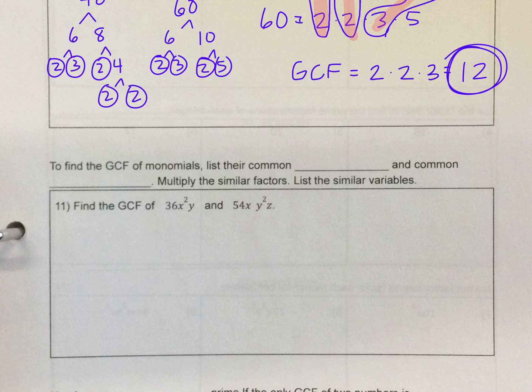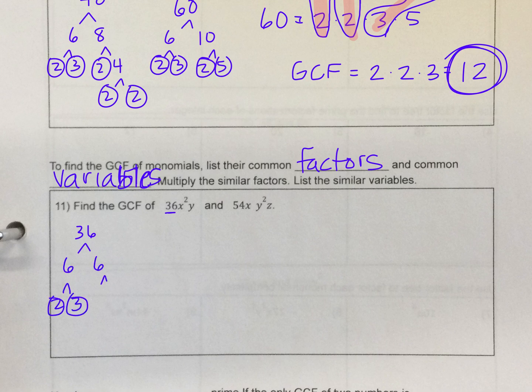To find the GCF of a monomial, you're going to list their common factors and common variables, and multiply the similar factors and list the similar variables. Okay, so 36. Well, 6 and 6, 2 times 3, 2 times 3. Okay, so I have my 36 equals 2 times 2 times 3 times 3, and then I've got x, x, y.